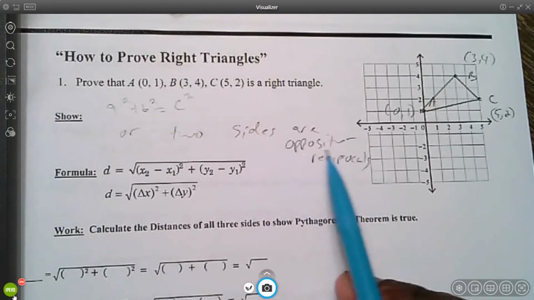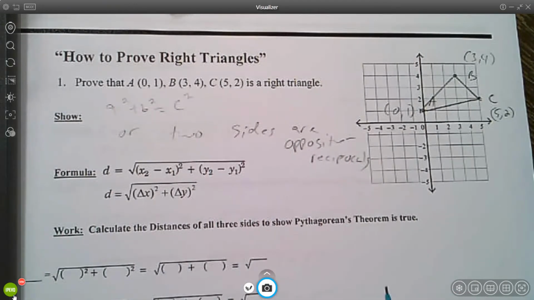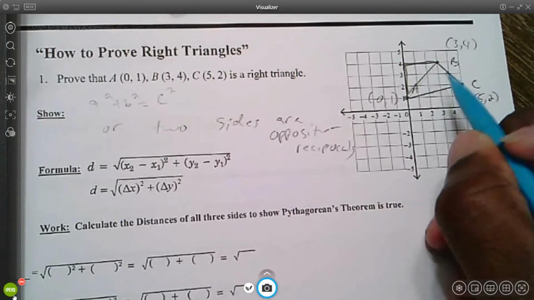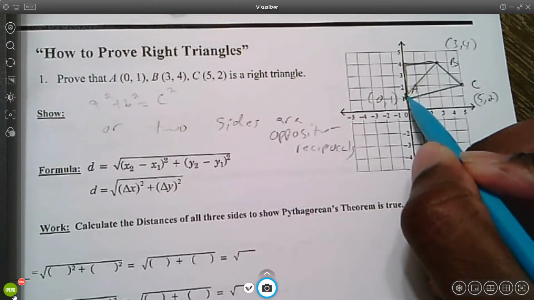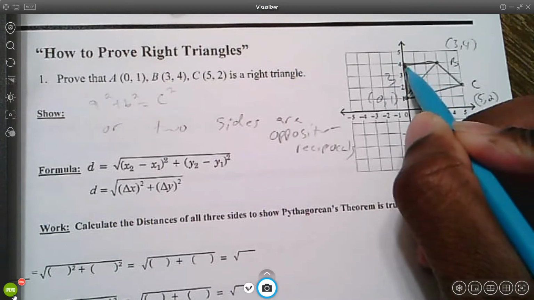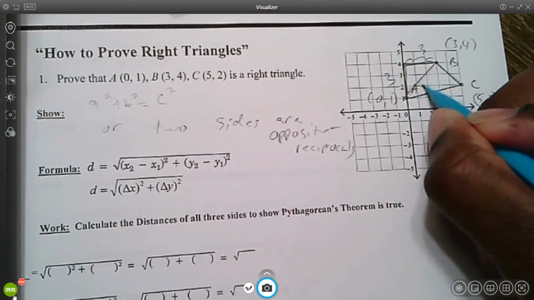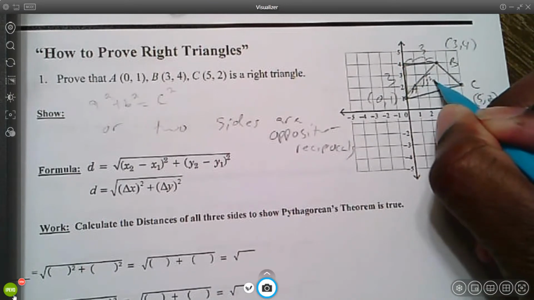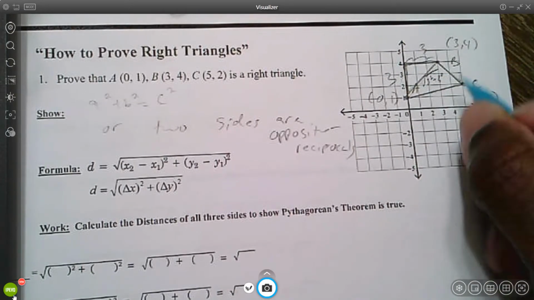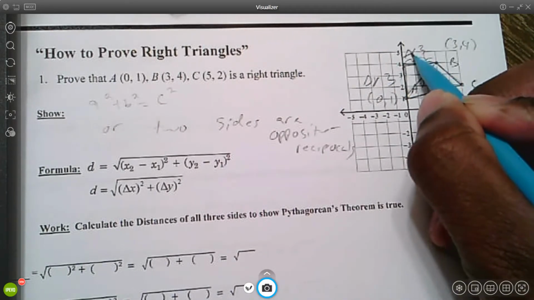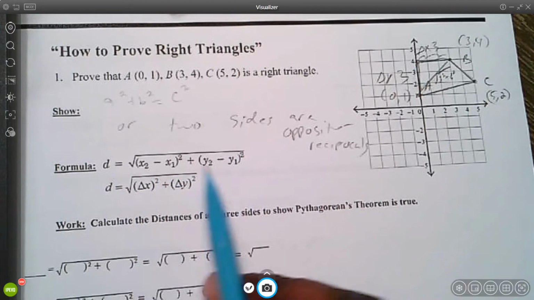It might be faster to find out whether or not two sides are opposite reciprocals, but to make a right triangle here, I can see that this side is 1, 2, 3. This side is 1, 2, 3. So this side is the square root of 3 squared plus 3 squared. That's a change in x, and that's a change in y. This far right is change in x. So this is the distance formula.